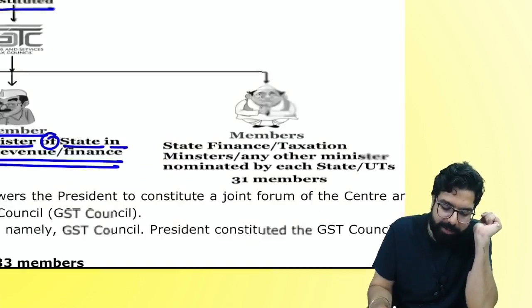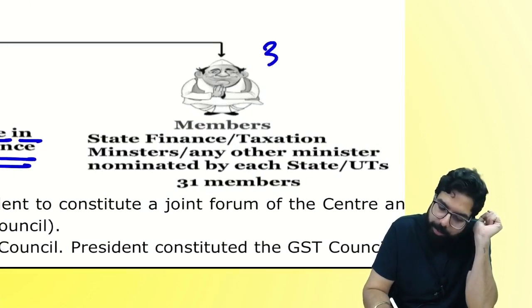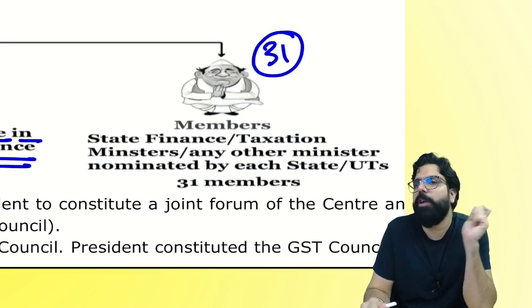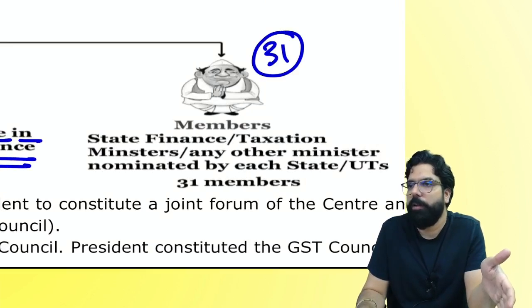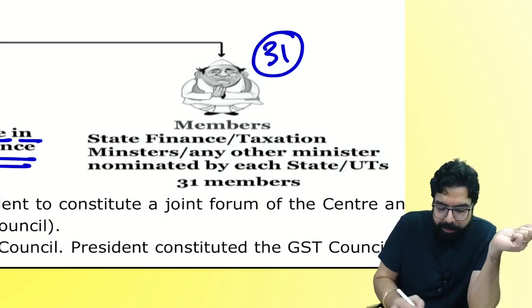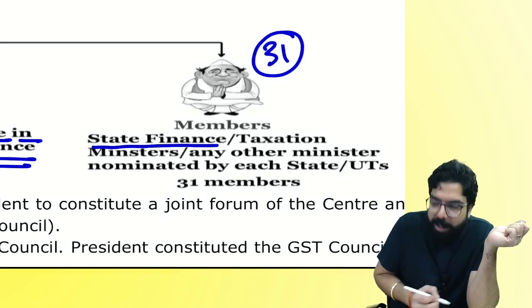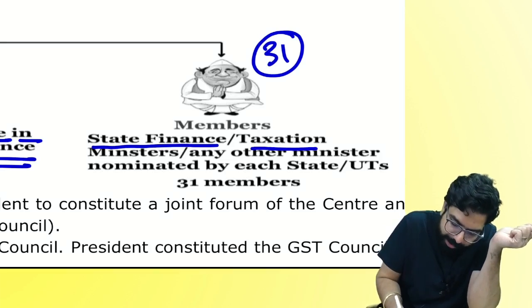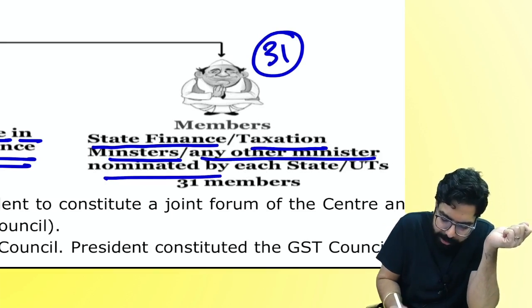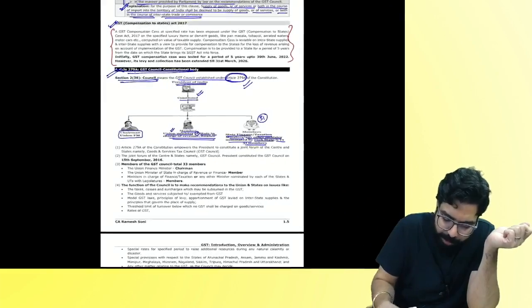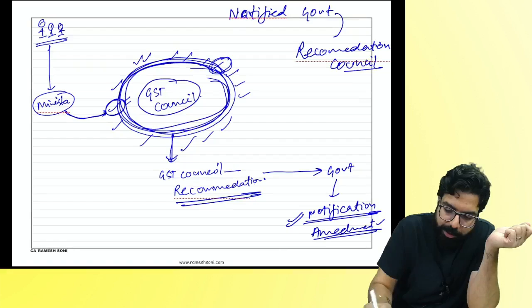And another, how many states are there, everyone? So 31 states. Baba, sir, why is there no UT member? Arey Baba, UT is central government only, no? Correct. 31 states ka 31 state finance minister or any taxation minister or any other minister which is nominated by each state or UT. And how many ministers we have, everyone? 31.